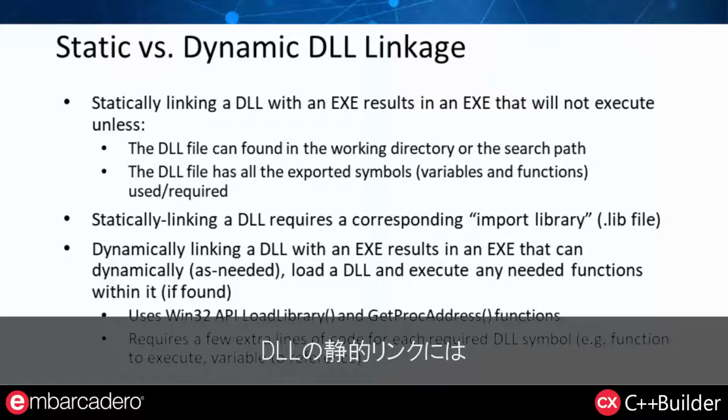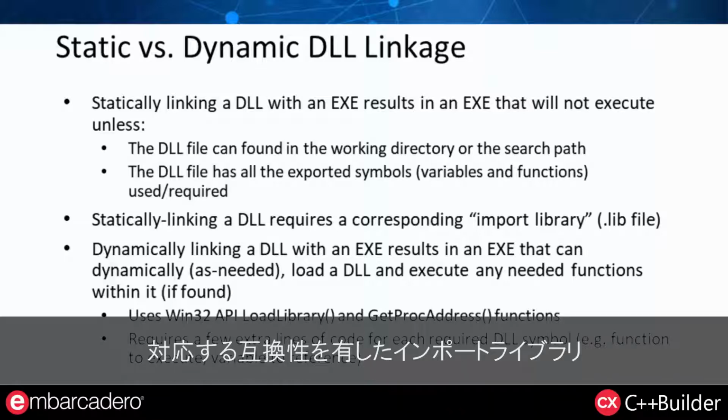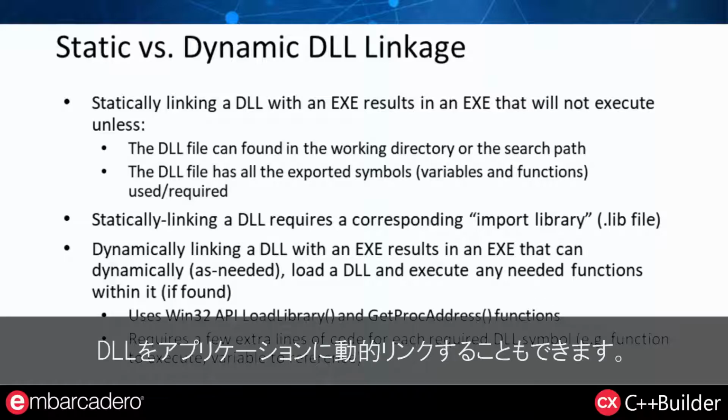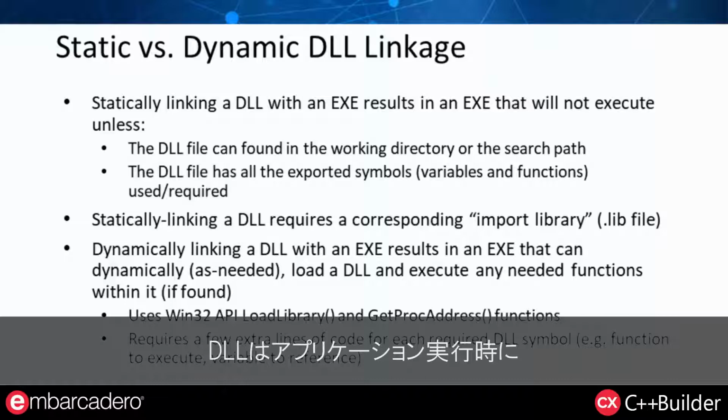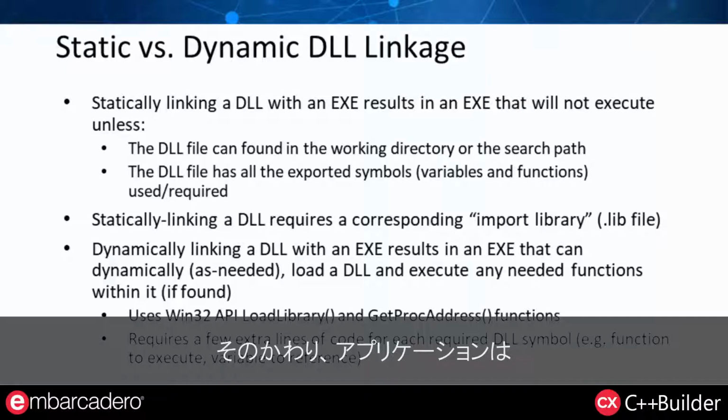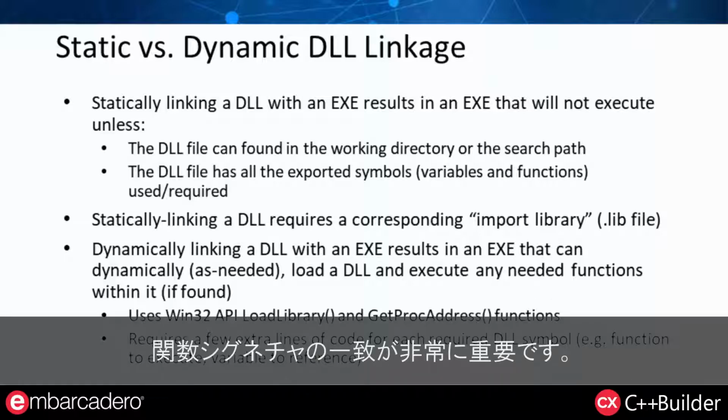To statically link a DLL, you will require a corresponding and compatible import library or .lib file. Alternatively, you can dynamically link a DLL with your application, and in that case, the DLL need not be resident in the working directory or in the search path when the application is run. Instead, the application may, on demand, load and find addresses in the DLL and execute them. When dynamically linking DLLs, it's extremely critical that the function signature matches.